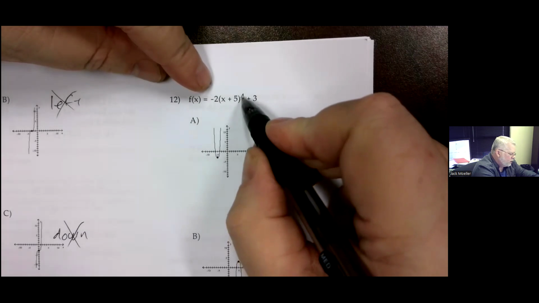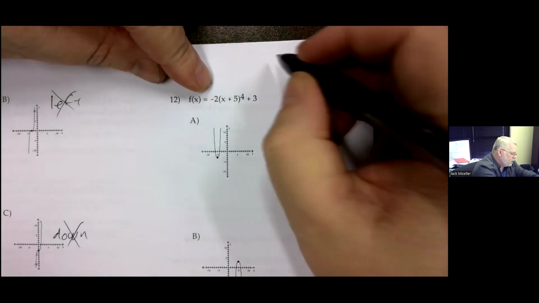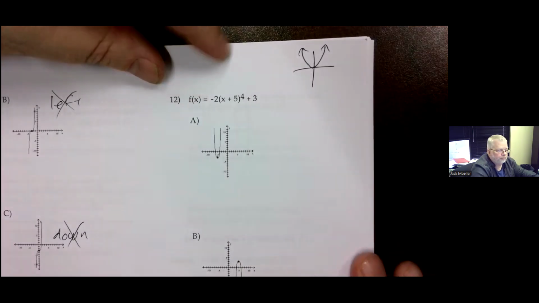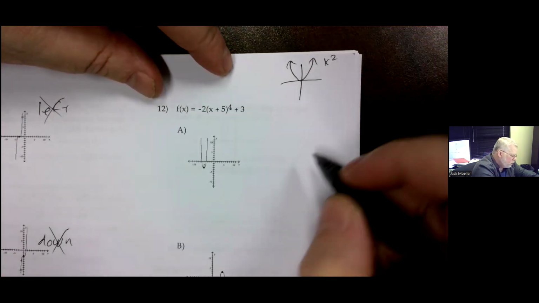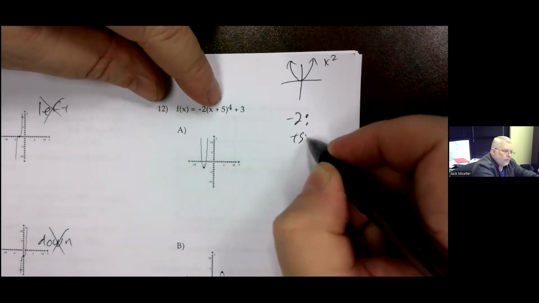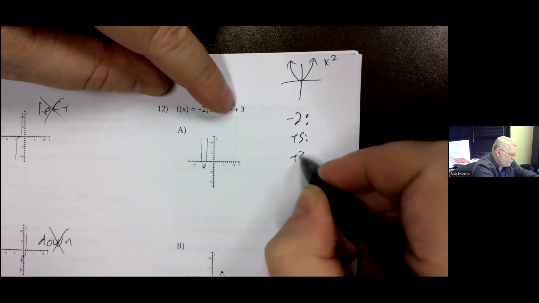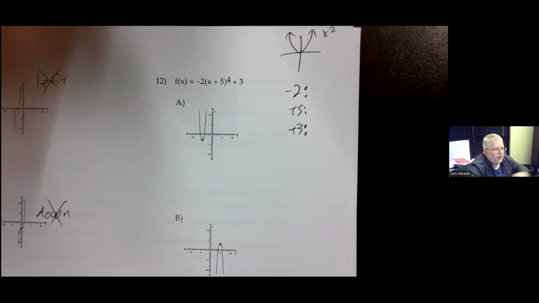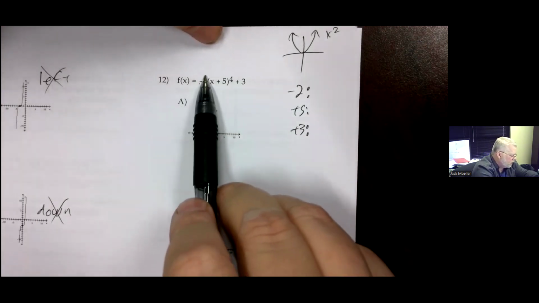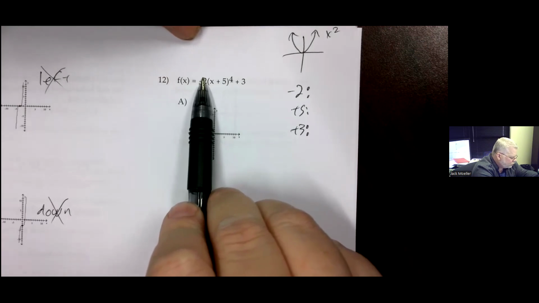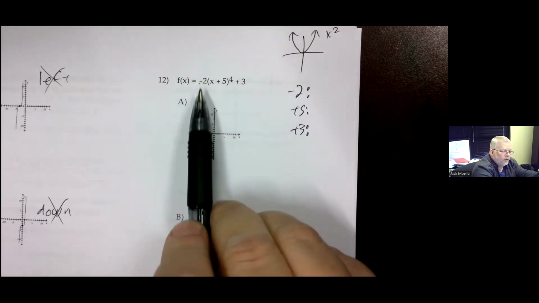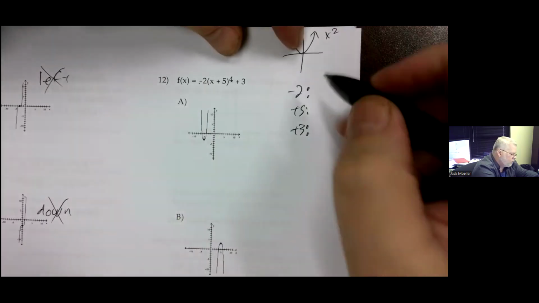So we're doing x to the 4th. So x to the 4th is going to act like x squared. So our basic shape is going to be an upward parabola. So we have a minus 2 to deal with, we have a plus 5, and we have a plus 3. So what does that minus 2 do? Well, ignore the 2 for a second. What does the negative do? Well, negatives are flips. Is that a horizontal flip or a vertical flip? Well, it's outside the parentheses, so that is a vertical flip.